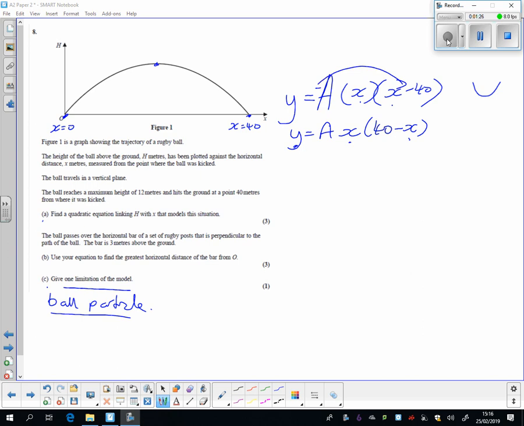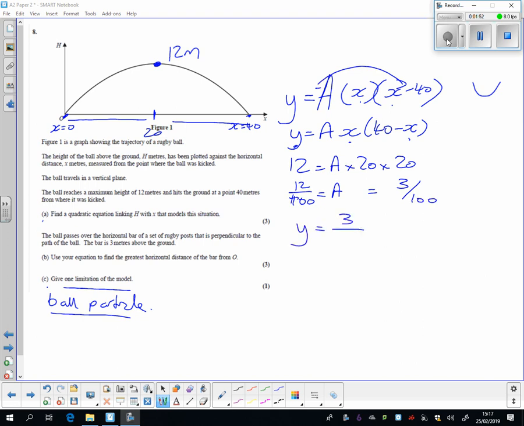How are we going to find out what a is? Well, we know that the highest point here is 12 meters. And that will be in the middle of these two. So that's when x is 20. Let's fill those values in here. So we get a times by 20 times by 20. And so a is 12 over 400. And we can cancel that down to be 3 over 100. Here's the equation. Y equals 3 over 100 x times 40 minus x.